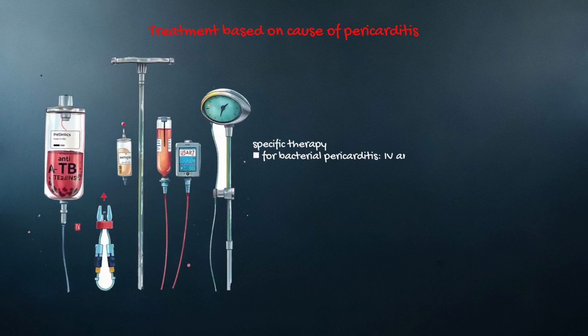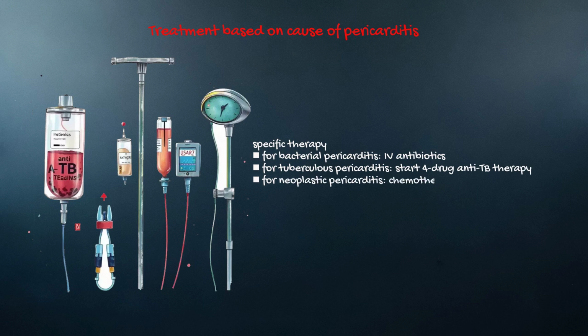Treatment becomes specific when the cause is identified. Bacterial cases need IV antibiotics. Tuberculosis pericarditis requires anti-TB drugs. Malignant cases are managed with chemotherapy, and uremic pericarditis improves with dialysis.